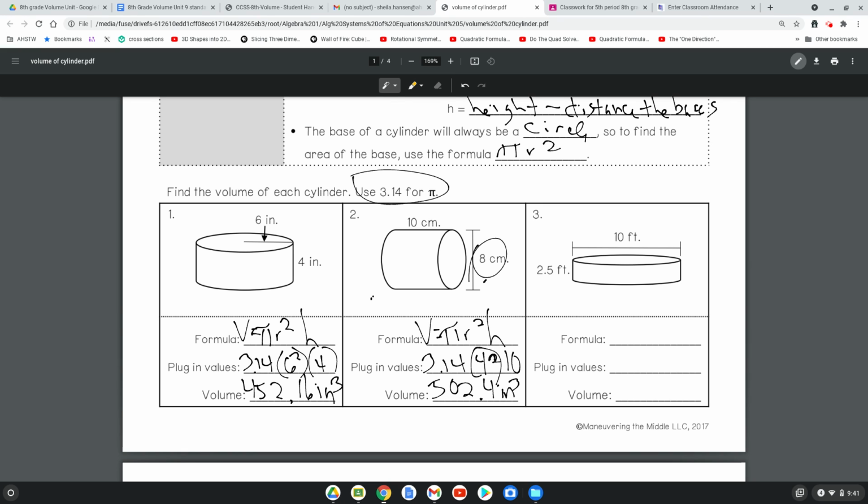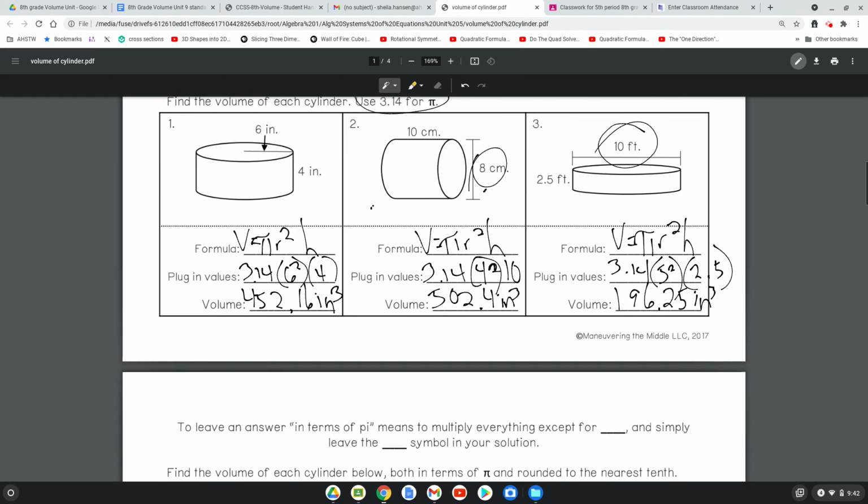Okay, the next one, it's a cylinder again. So we're doing volume or area of the base times the height. The base is a circle, so we use that. 3.14. This is the diameter of the circle, so the radius is 5, and we're going to square it. And then the height is 2.5. So 5 squared is 25, and then times it by the other 2 numbers. And again, if I'm going too fast, you can pause it. 196.25 inches cubed.